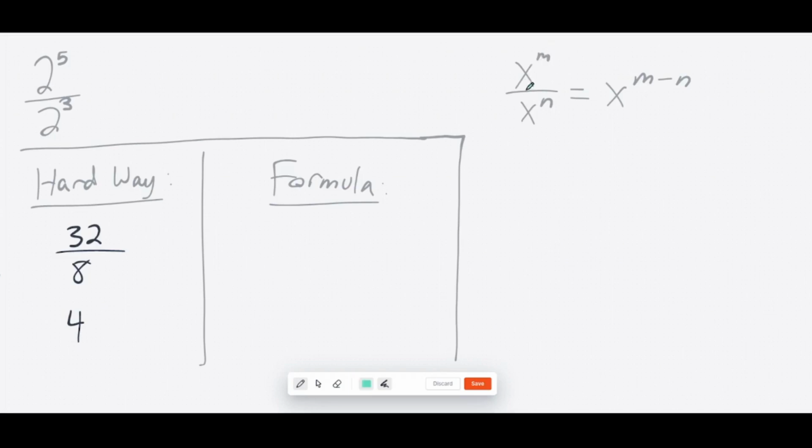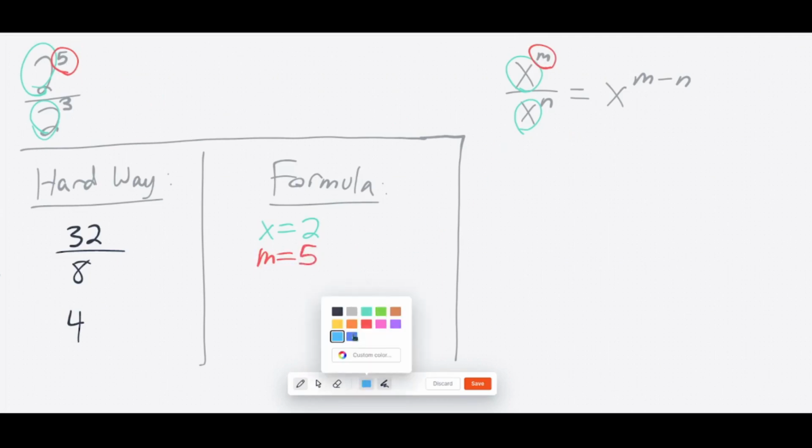So in this case, the way that we're going to look at this is that 2 will be the x in this formula. So we say that x is equal to 2. And then m will be 5, so we'll say m is 5. And then we'll say that n is equal to 3. And if we have these three variables, then according to this exponent property, we should be able to rewrite this entire thing as x, which is 2, raised to the power 5 minus 3.